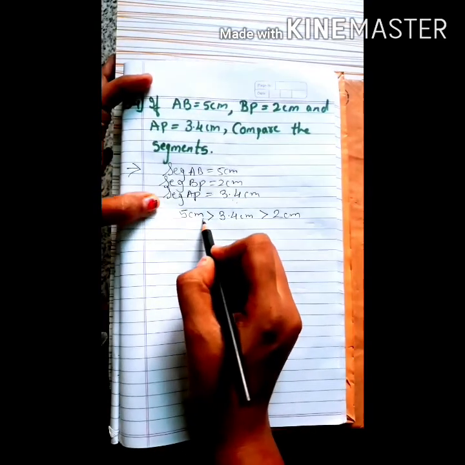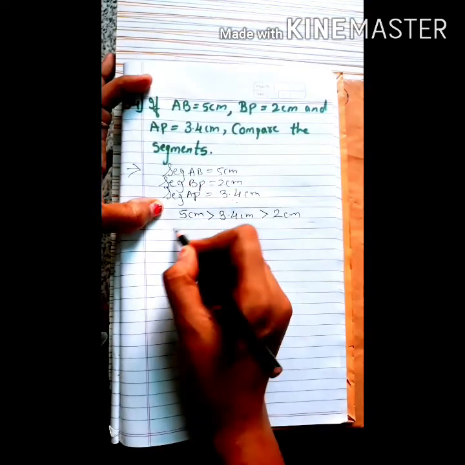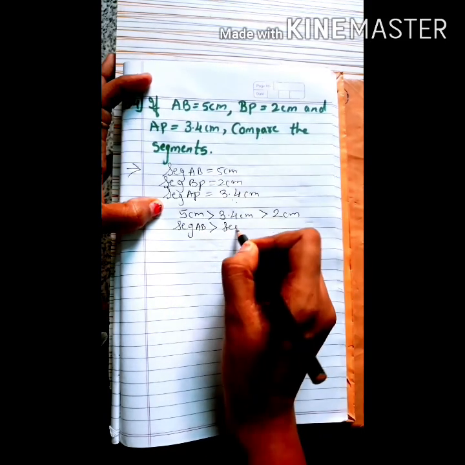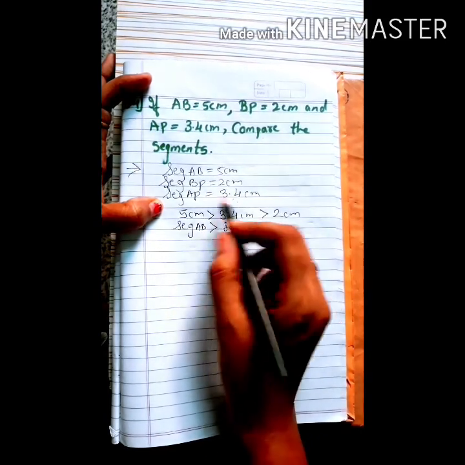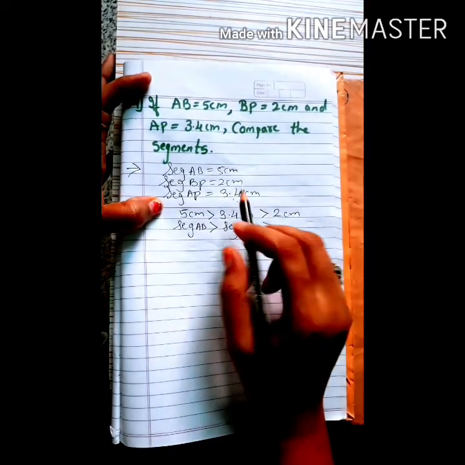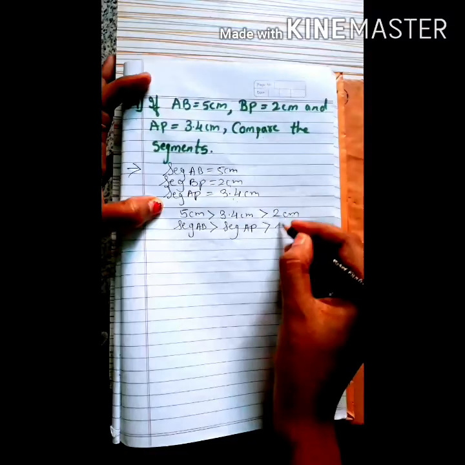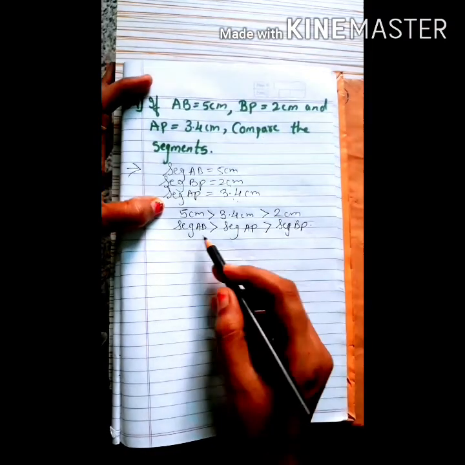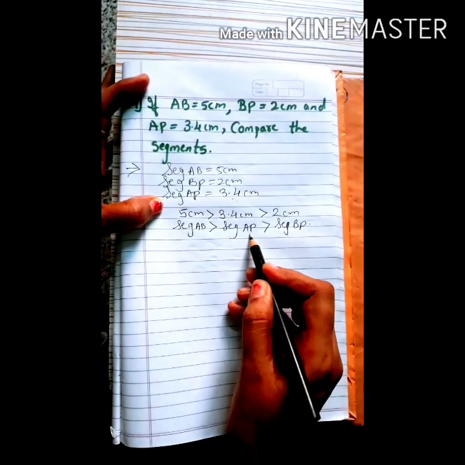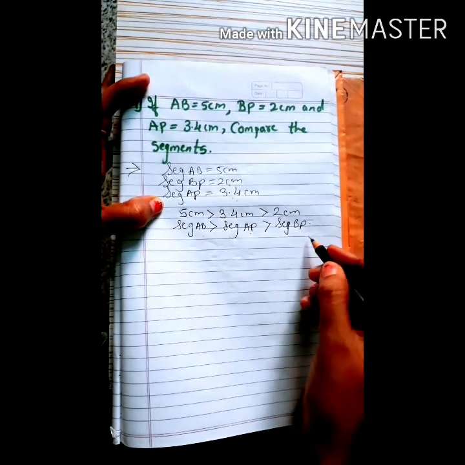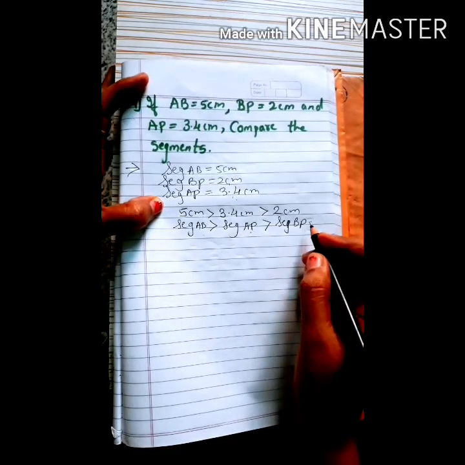5 centimeter is given to segment AB. Therefore, segment AB is greater than segment AP, which is given 3.4. And 2 centimeter is given with segment? Segment BP. So segment AB is greater than segment AP and segment AP is greater than segment BP. Understood, student?